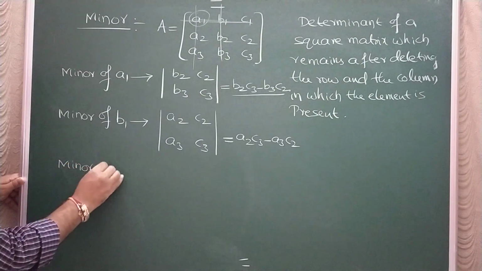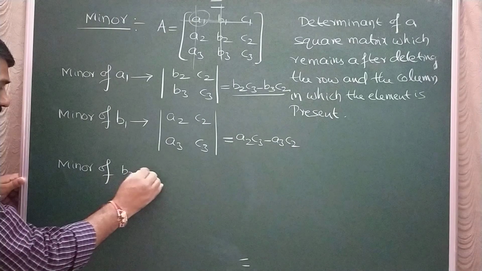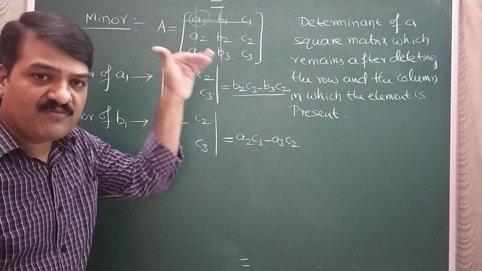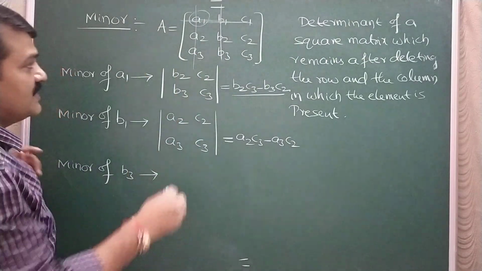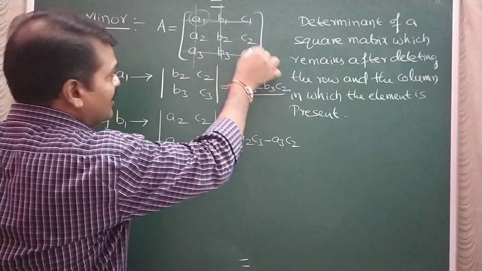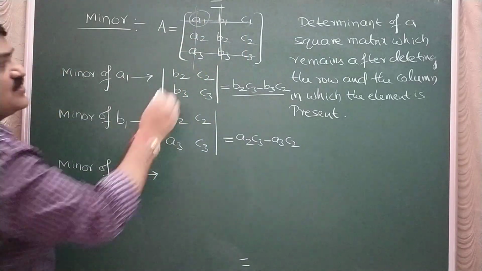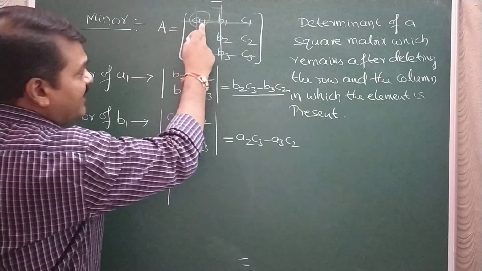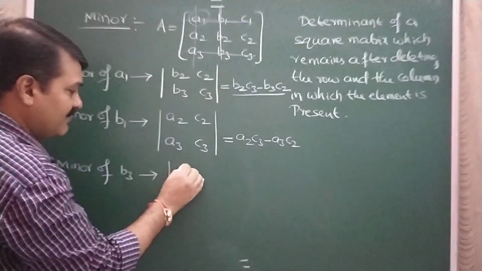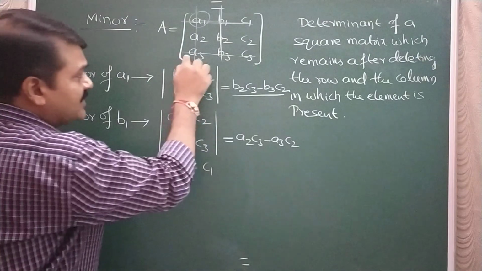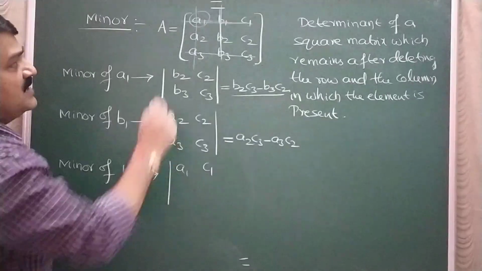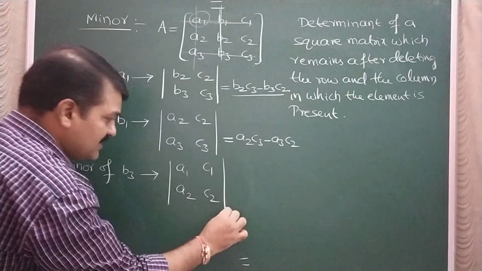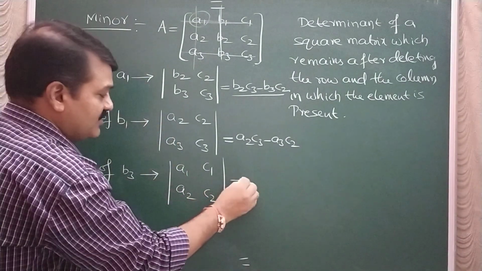Let us take minor of B3 for example. Minor of B3 means B3 is present in which row, which column you observe? B3 is present in third row, second column. So remove third row, second column. Determinant of A1, C1, A2, C2 will be left after deleting third row, second column. So determinant of this square matrix which remains.